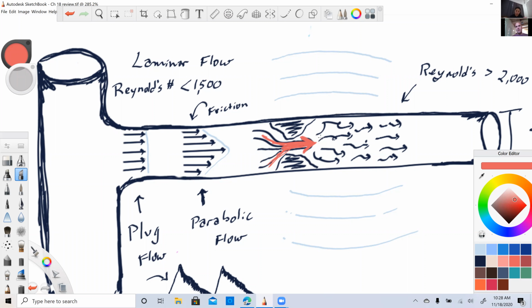And so, of course, turbulence is chaotic. Blood or fluid is traveling in all directions. In our case, and in most cases, it usually has a net flow forward, but it's still very chaotic.